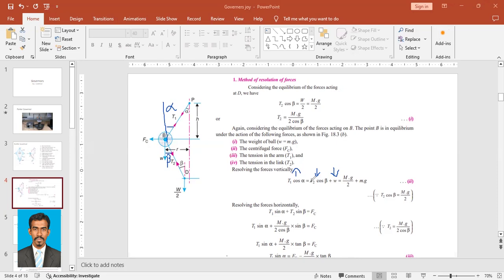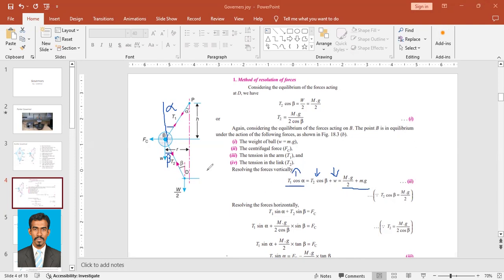When you solve it, instead of T2, we can replace it with capital Mg upon 2 cos beta. So if I put T2 as capital Mg upon 2 cos beta, that cos beta and this cos beta will be cancelled out. So what we will be having is capital Mg upon 2 plus W, and we know that is small mg. So T1 cos alpha is equal to capital Mg by 2 plus small mg. We consider it as equation 2.